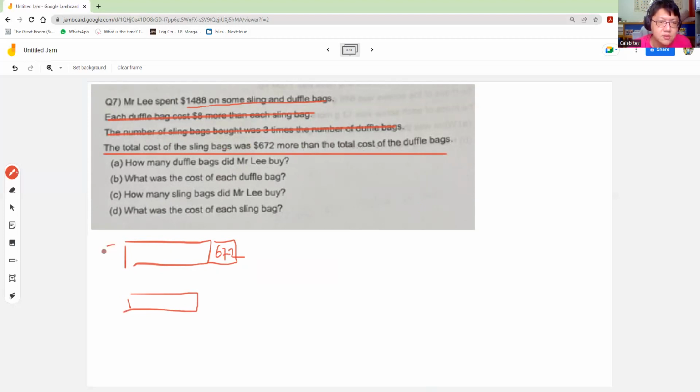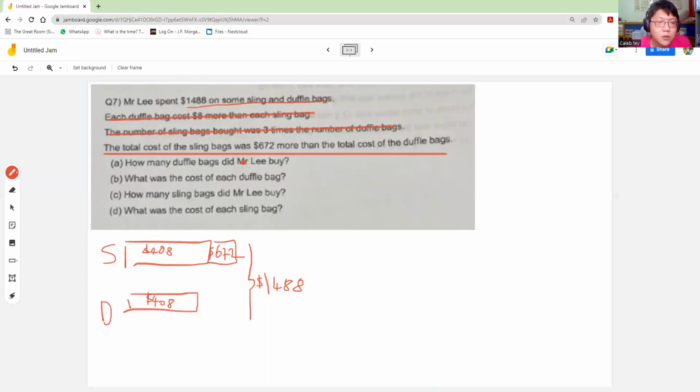So 672. I'm just roughly sketching for you so that you will finish it yourself. The sling bag is duffel. Then this is 148. So use a calculator. Get 408 here. Remember, these are all money. These are not quantity. So we are comparing both quantity versus money. So make sure you put the dollar there, otherwise you might read it wrongly.